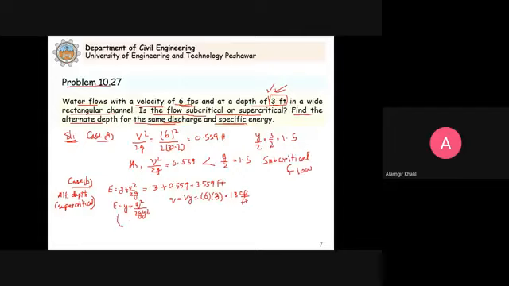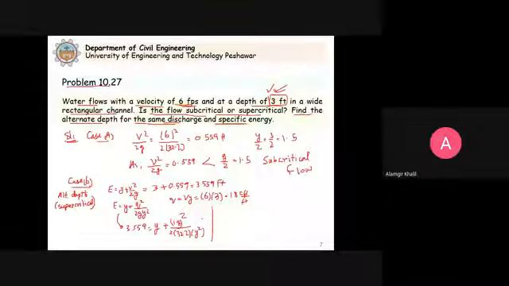Clear? Now this equation can be written as E is given. We have already calculated it here, 3.559. This is equal to the depth of flow that we have to calculate, plus we have this q, which is 18, squared, divided by 2g. Take care of the system of units, so this will be 32.2, into Y squared. We have to calculate the alternate depth for the same specific energy and same discharge.